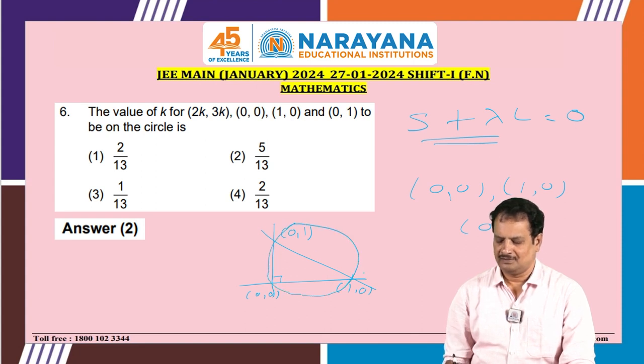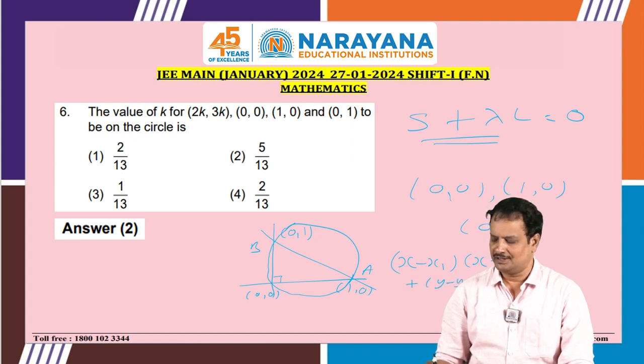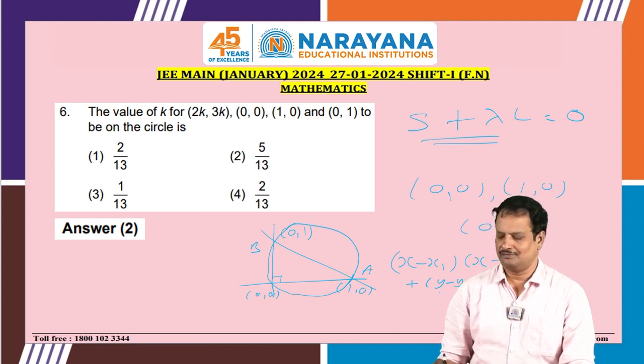what I mean is, this AB as a diameter. So what is the equation for this one? Simply you can use (x minus x1) into (x minus x2) plus (y minus y1) into (y minus y2) equal to 0. So this is a circle having (x1, y1) and (x2, y2) as the ends of the diameter.